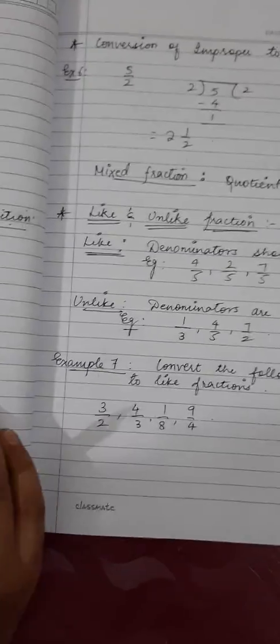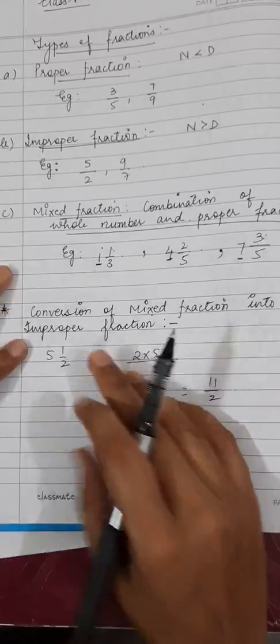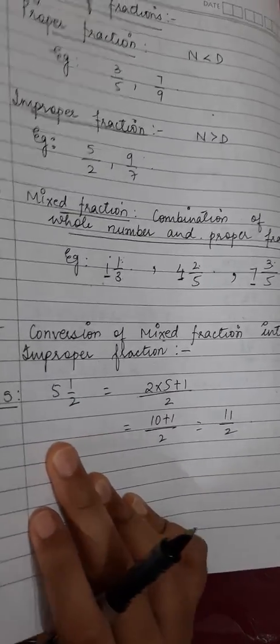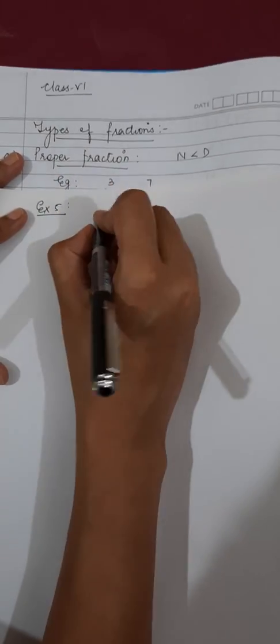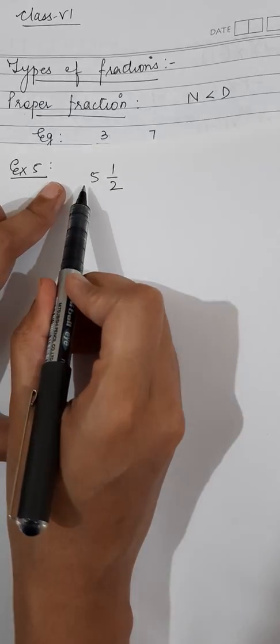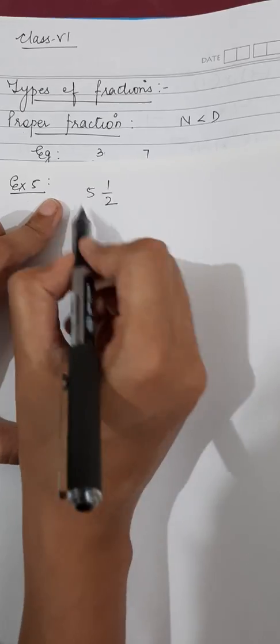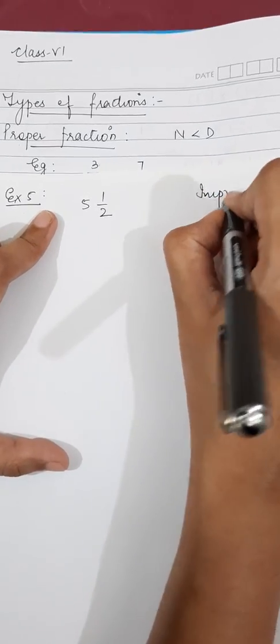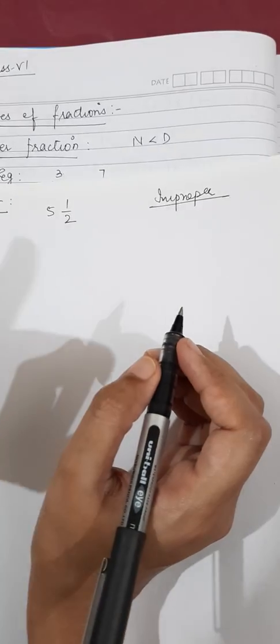Right? Now next topic is conversion of mixed fraction into improper fraction. Now what the question is, like I am having any mixed fraction. For example, we are doing example number 5. I am having a mixed fraction. What is mixed fraction? Combination of a whole number and a proper fraction. Now I have to convert this into improper fraction. Now how am I going to convert it?